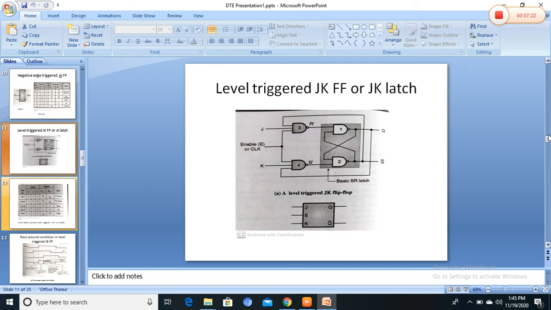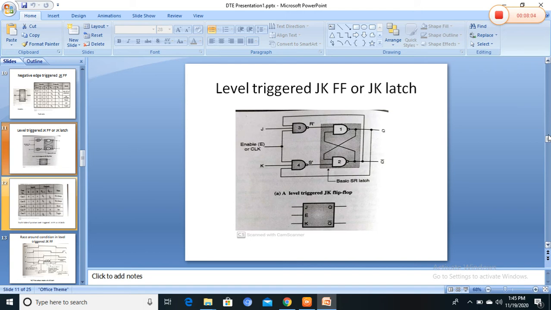In this level triggered circuit, the enable is used as a clock input. In an edge trigger, a clock signal is applied as a clock, but here enable acts as the clock. The operation of the JK level triggered latch is exactly identical to the positive edge triggered JK flip-flop. The only difference is that the circuit is level triggered, with the enable input applied. When enable is 1, J is equal to 0, K is equal to 0, the output Q and Q bar have no change condition.